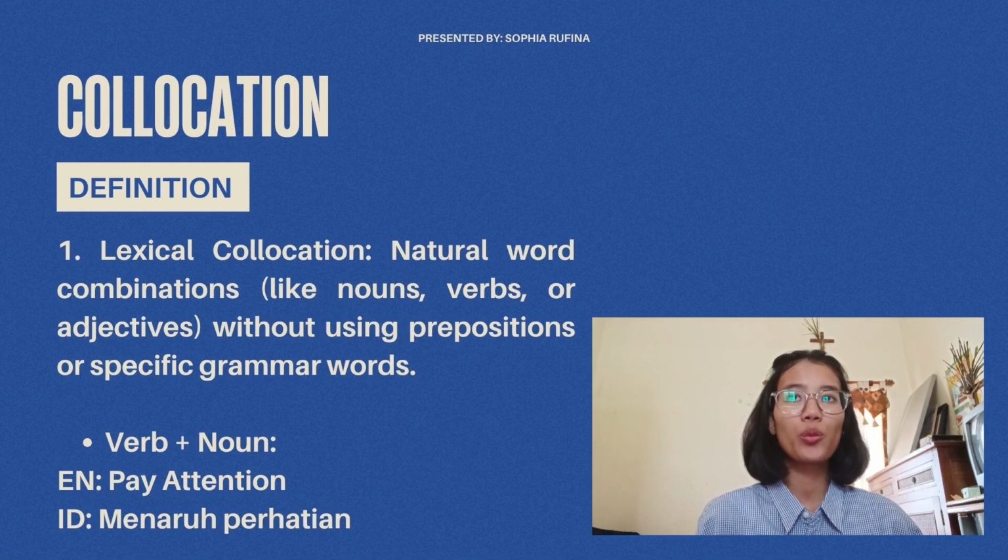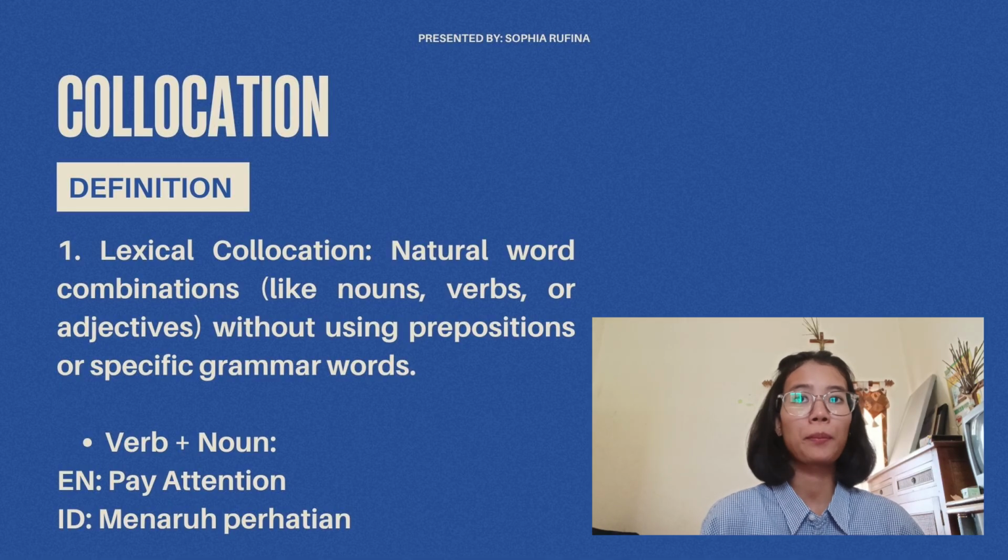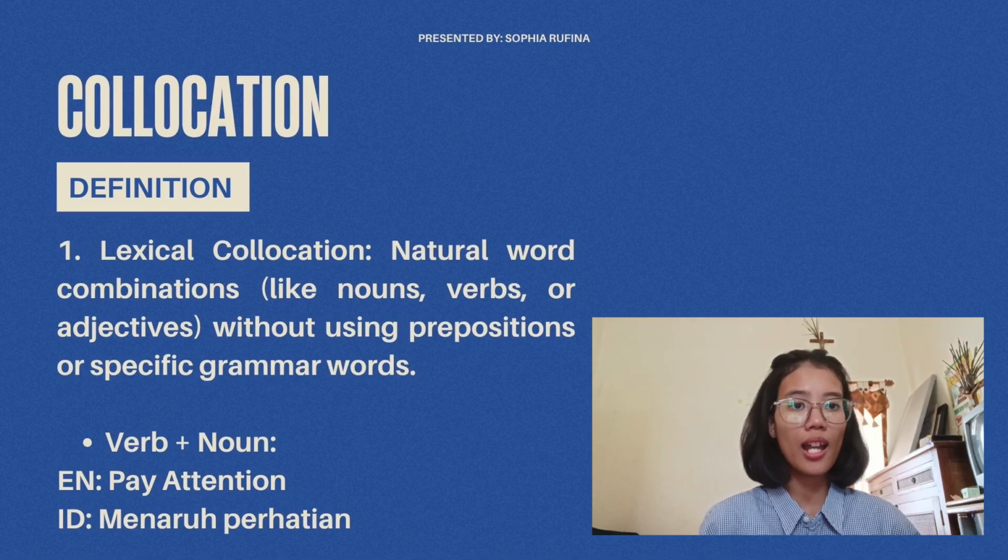These are natural word combinations, like nouns, verbs, or adjectives without using prepositions or specific grammar words. For example, verb plus noun combination. In English, we say pay attention. When translated into Indonesian, it naturally becomes menaruh perhatian, not membayar perhatian, because the translator needs to use natural collocation in the target language.